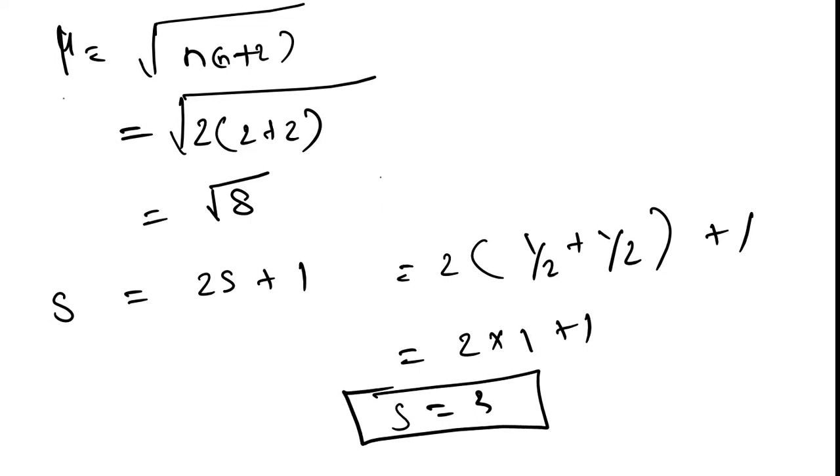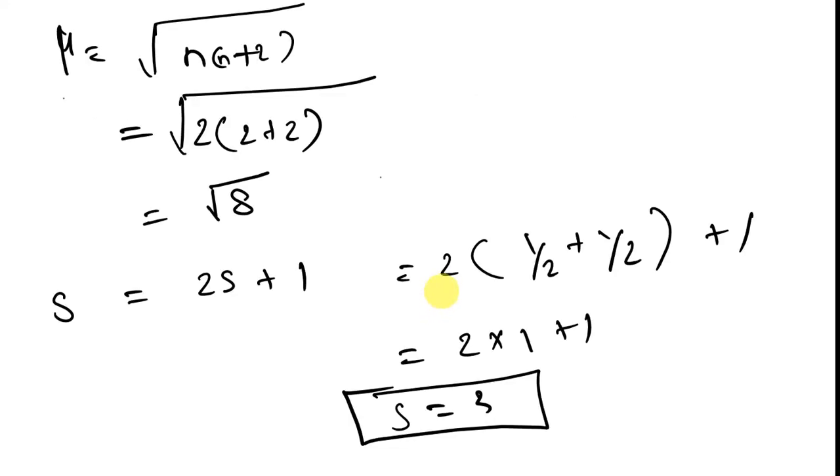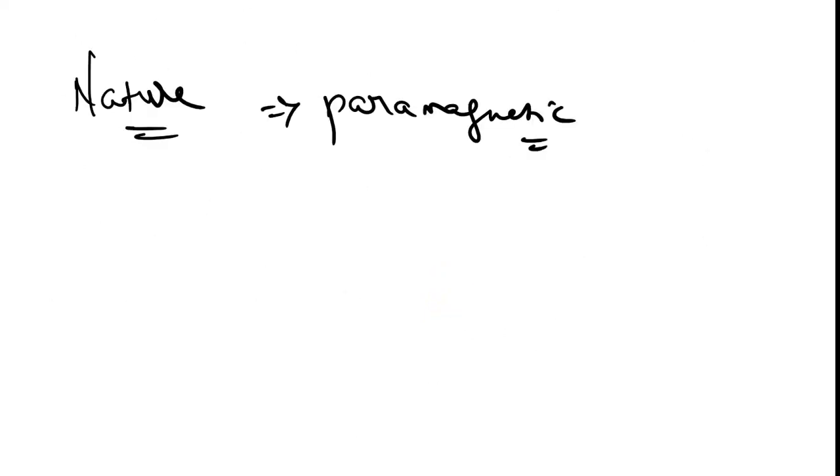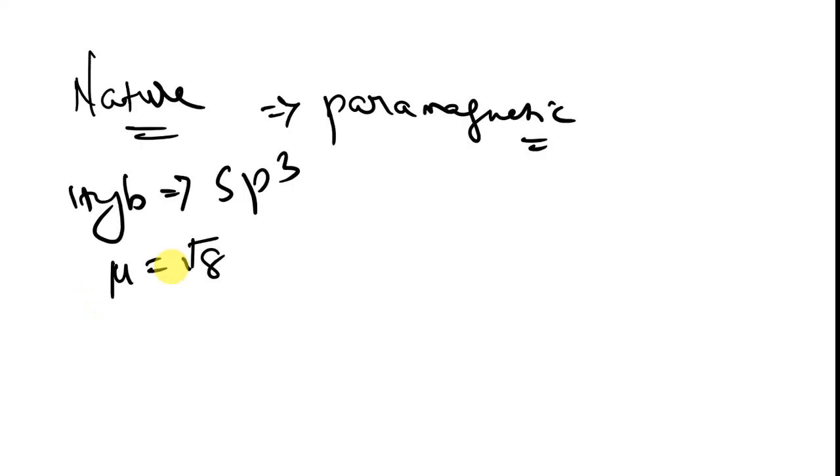Right. And the next question is nature. Nature means it will be paramagnetic or diamagnetic. There are 2 unpaired electrons, so we call it paramagnetic. Right? So in a nutshell, we can say that the hybridization is sp3, magnetic moment is √8, spin multiplicity is 3, and nature is paramagnetic. Right? So all the answers will arrive.